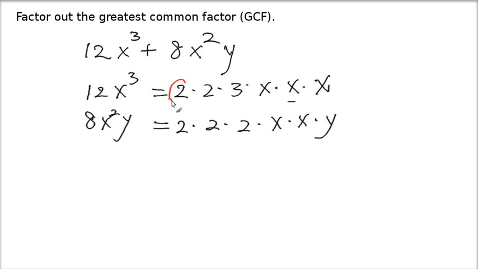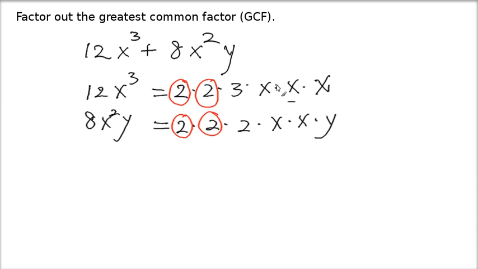So 2 is common in both terms. Another 2 is common. Now 3 is only in the first term, sorry. And the third 2 is only in the second term. It's not in the first term. So these two are not common.